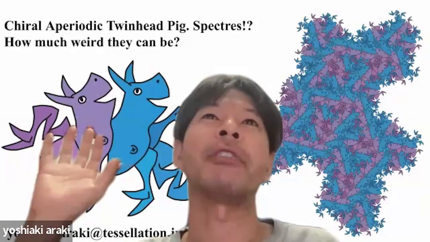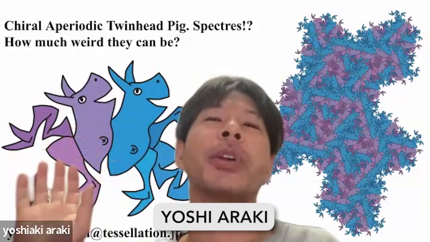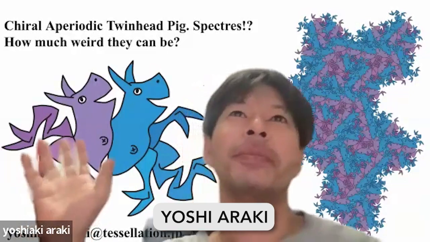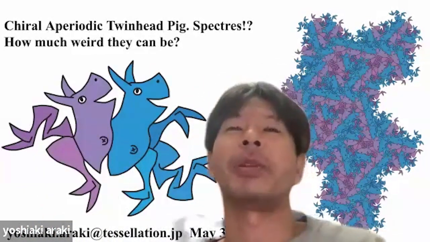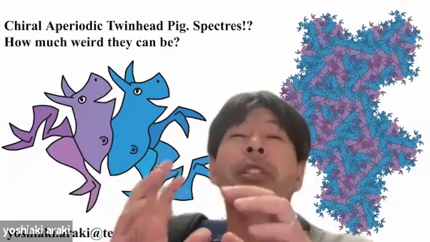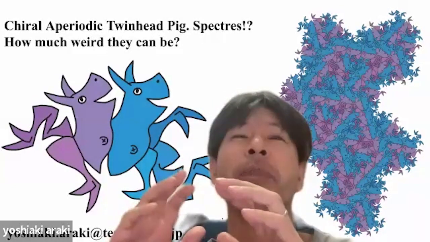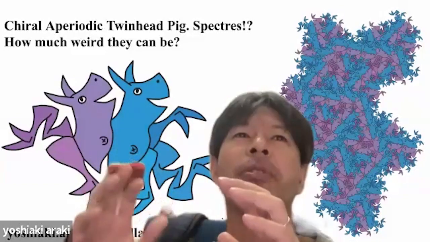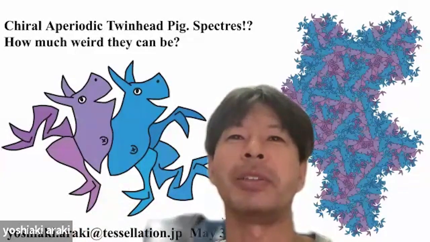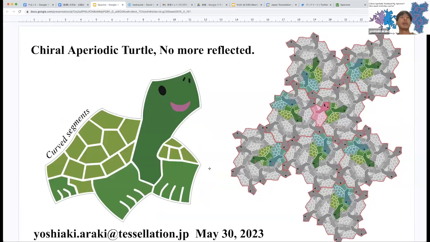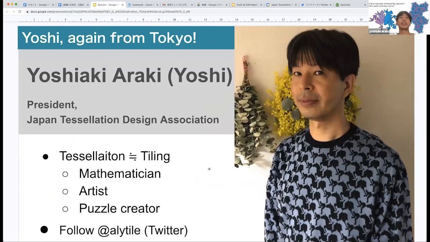So my background is the Spectre, two-headed peak. The Spectre is very interesting because the boundary can be deformed, right? So I will show you some more stuff. Again, this is Yoshi from Japan. I'm the president of the Japan Tessellation Design Association.